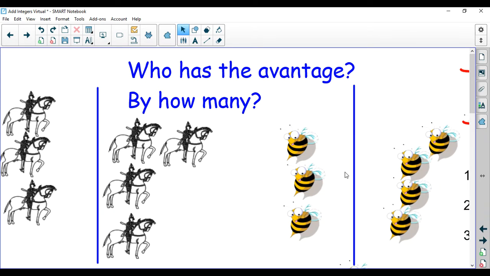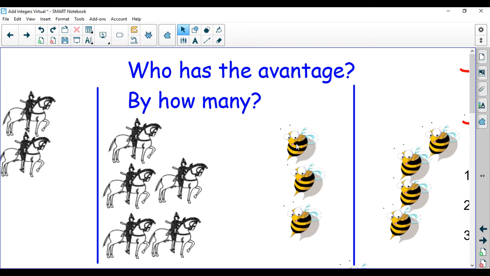Okay, we're going to play a little game. And on the court, we have some Cavaliers and we have some Bees. On this side, we have the Cavaliers. We've got 4 Cavalier players and we have 3 Bees. So who's got the advantage and by how many? Well, the Cavaliers have the advantage and they have the advantage by 1 because they have 1 more player than the Bees.